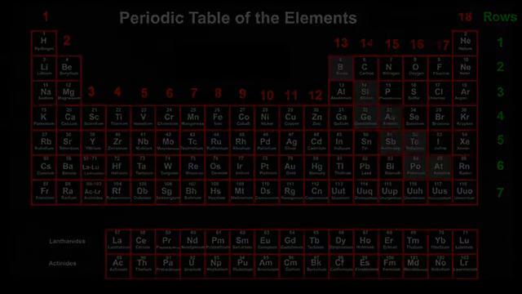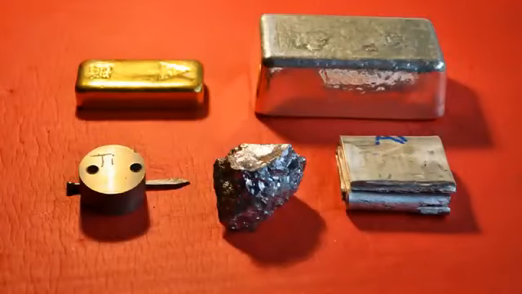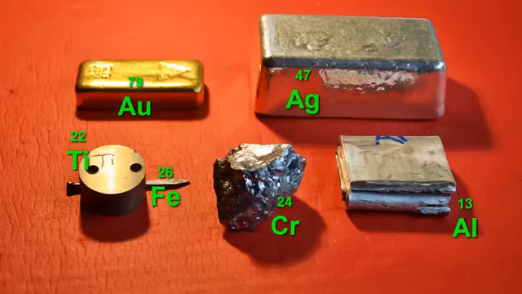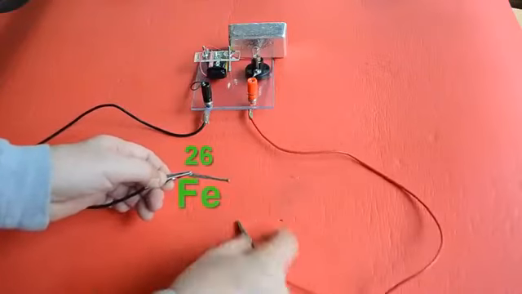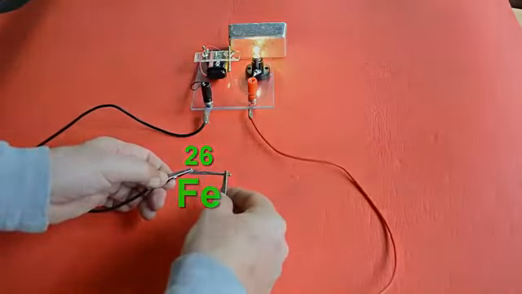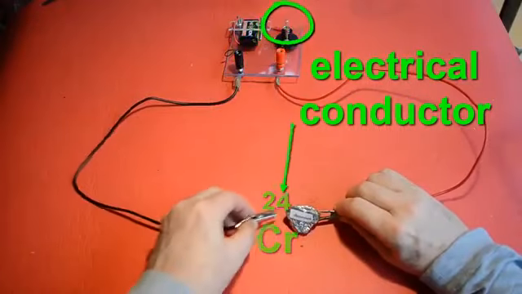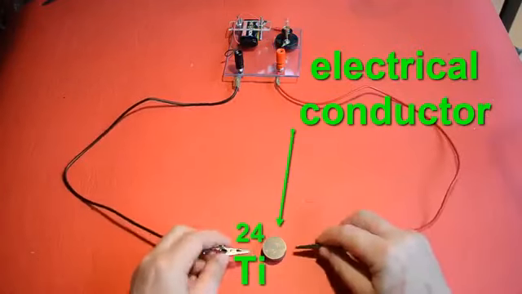What is a metal? Here are a few: titanium, iron, chromium, aluminium, silver, and gold, with the atomic numbers above the symbols. Have you noticed that these metals are shiny and solid? They all are, well, except for liquid mercury. Metals also conduct electricity and heat. Here, the different metals are connected to an electrical circuit. If the bulb lights up, it means that the thing is an electrical conductor. They all are.